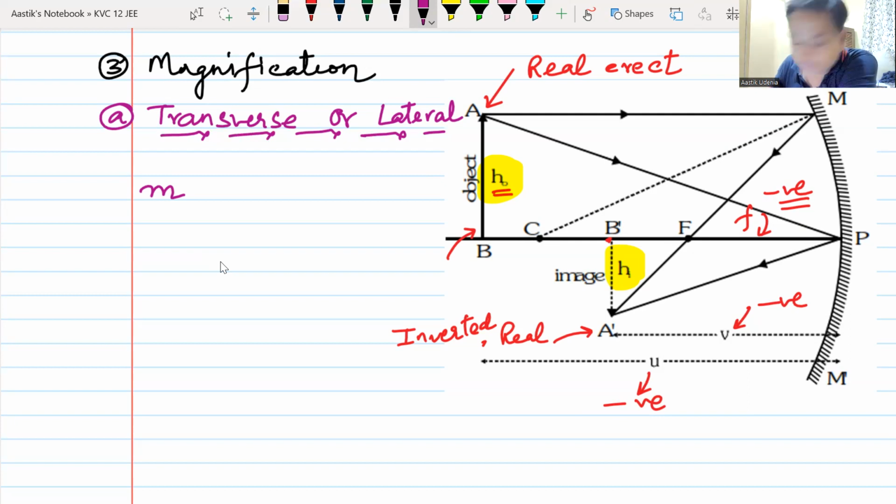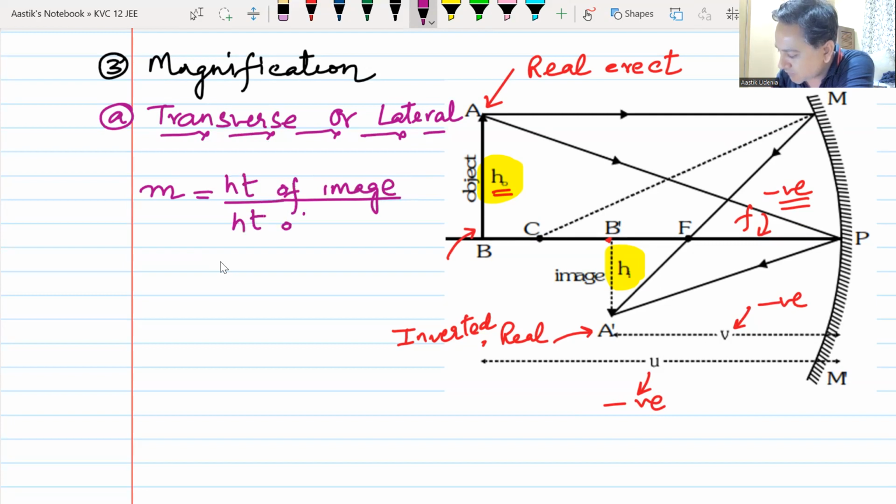Size of image by size of object. Not the exact word size. H stands not for size, but for height. Yes, height of the image. This is height of the image divided by height of the object. That is how transverse or lateral magnification is defined. So it becomes HI divided by HO.